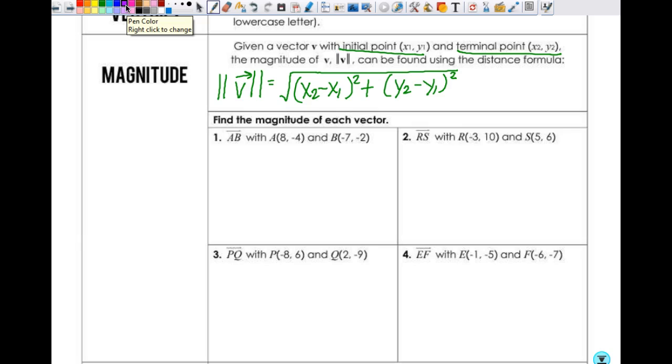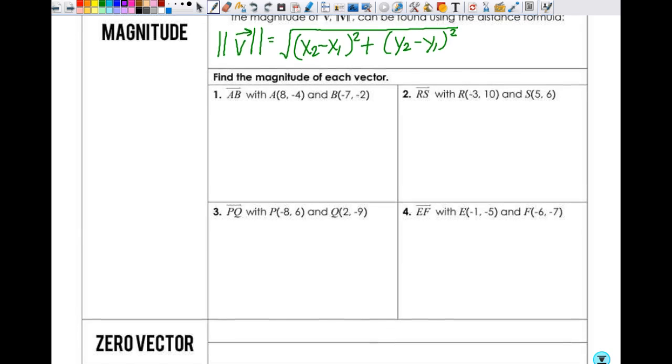So let's look at number 2. I want the magnitude, which looks like a double absolute value sign, of vector RS. So this is going to be y2 minus y1. It's going to be 5 minus a negative 3 squared plus 6 minus 10 squared. This is not why I had you get the calculator, so don't do this on the calculator.